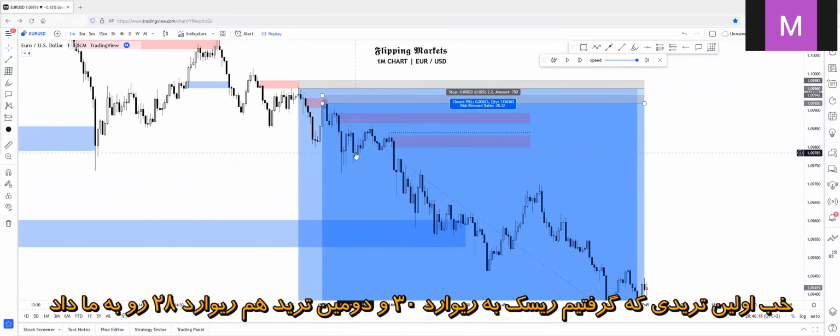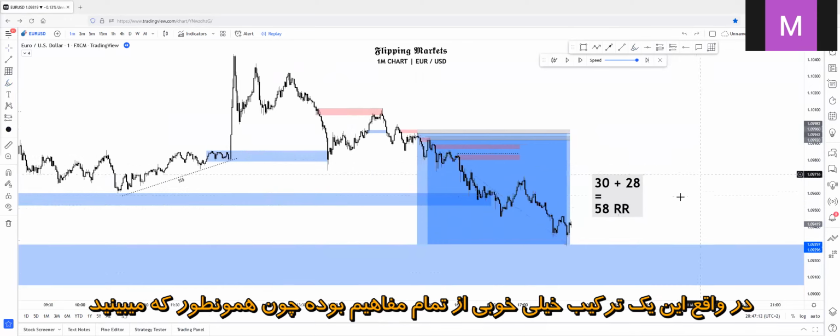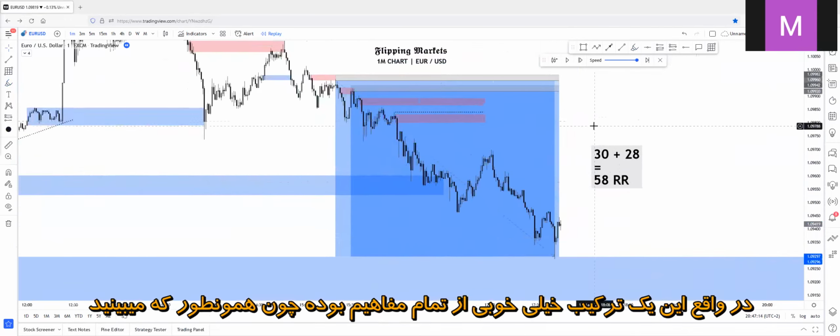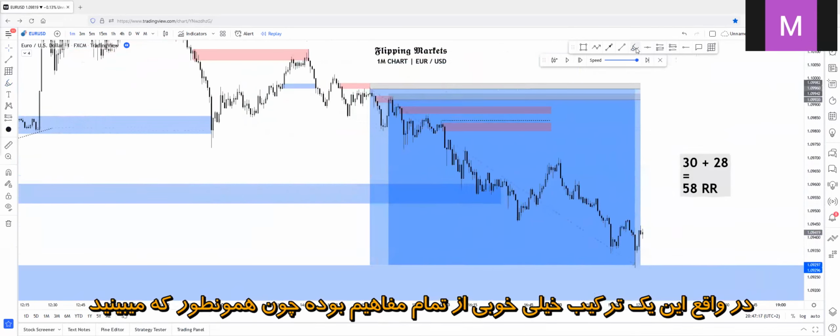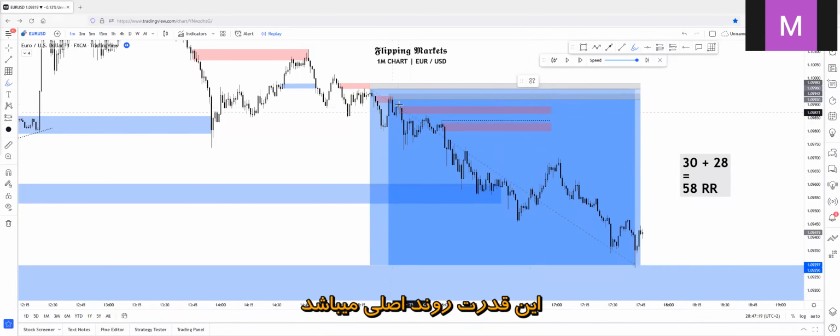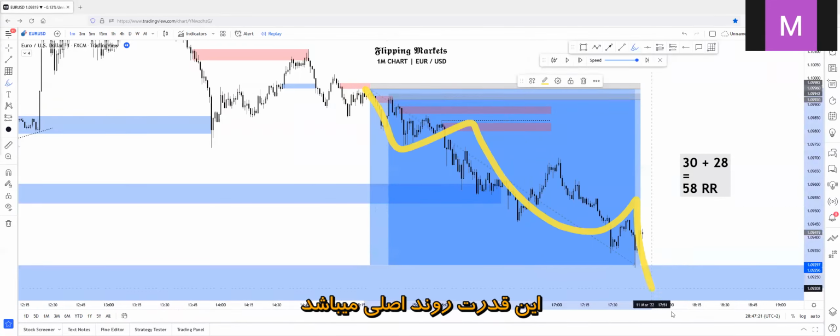Knowing all of these facts, knowing that the liquidity was swept at this region, knowing the liquidity was swept at every single region, every single confluence was leading down to this 4-hour zone, is basically a perfect combination of all of the concepts. Because as you can see, this is the power of the trend. This is the power of the main trend.